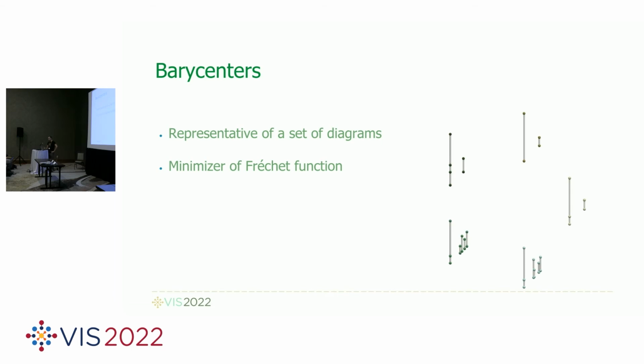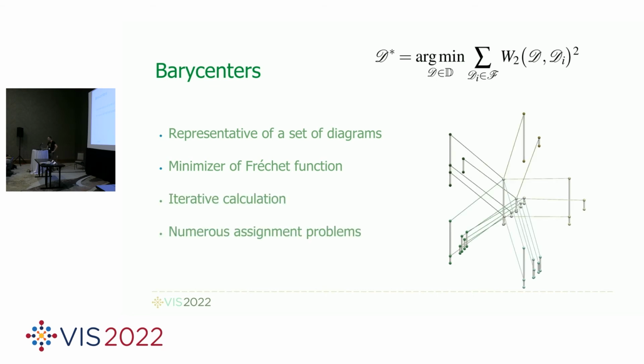And once you get distances, you can compute a barycenter. So a barycenter of a set of input persistence diagrams is some kind of average diagram that is representative of the topology of the whole ensemble. So it's defined as the minimizer of the sum of the distances to each one of the input diagrams. And we can compute it using an iterative calculation. But this involves numerous assignment problems, which can be really costly to compute.